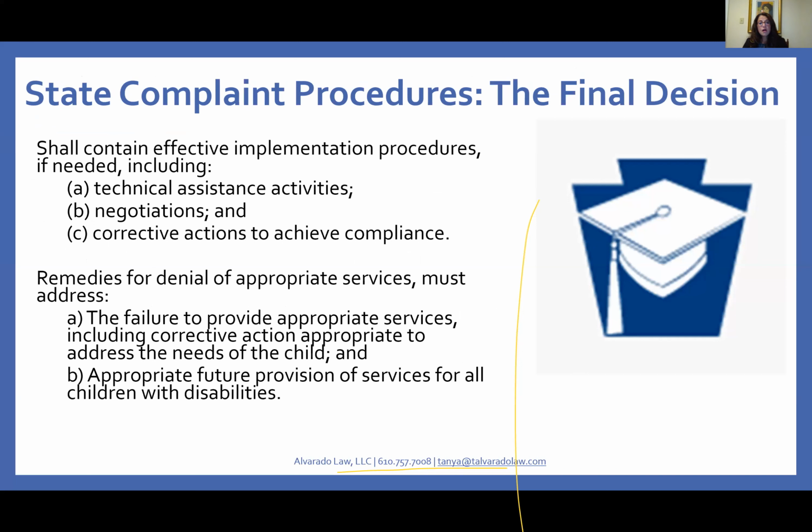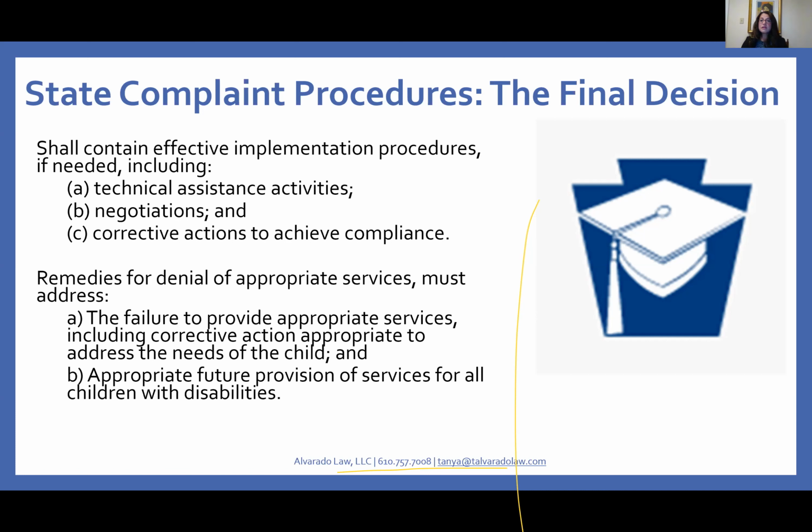Okay, so if the final decision finds that the school district or the LEA has done something wrong, they will identify technical assistance activities. If the teachers need training, that will be included in the decision. Any corrective actions and things like that would be included in there.